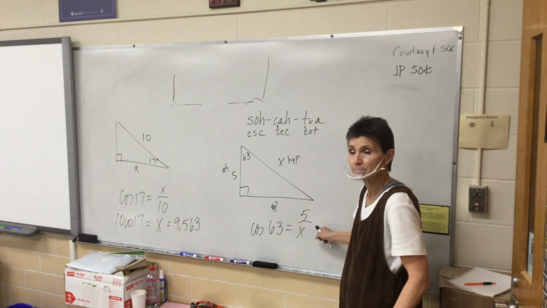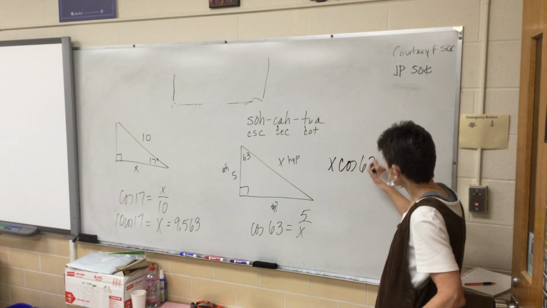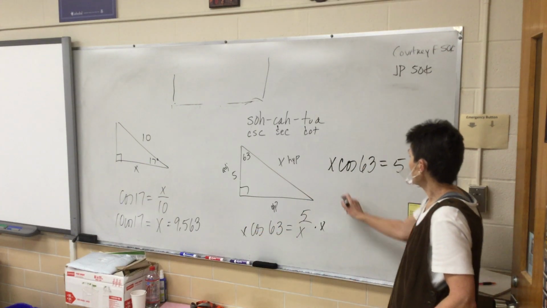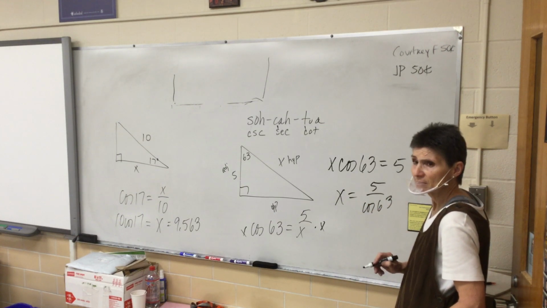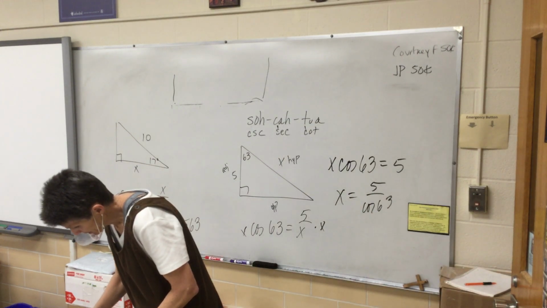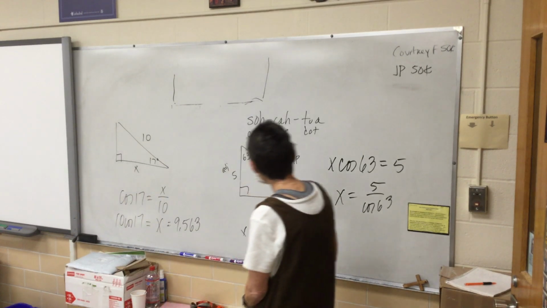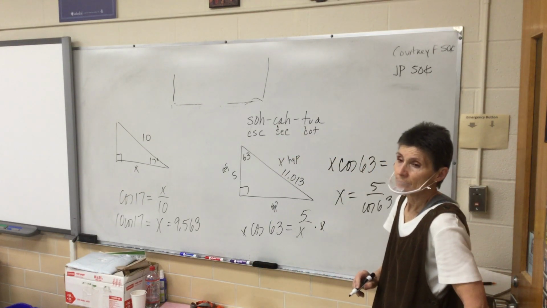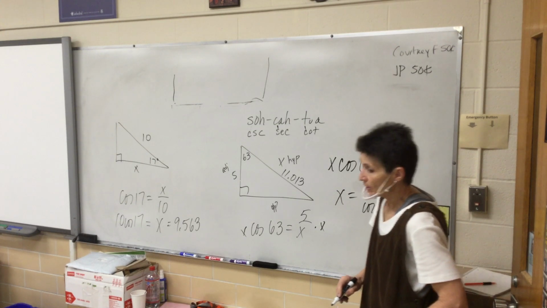All right, how do I solve it? Multiply by x. So I have x cosine 63 equal to 5. Multiply both sides by x, and then divide by cosine 63. Then I go to my calculator and I just type in 5 divided by cosine 63, 11.013. Does that look about right?